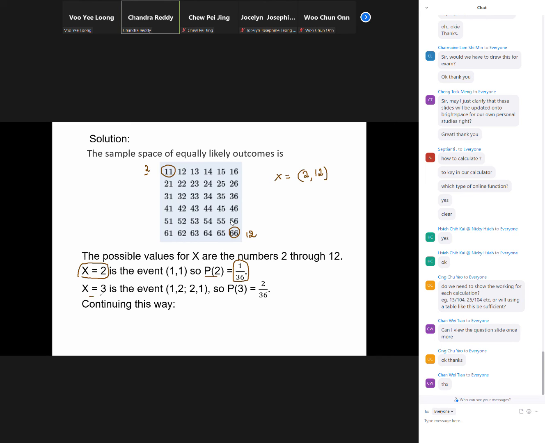Similarly, how many times will you get 3? You can get 1 and 2, and 2 and 1. So there are only 2 times you can get 3. So what is the probability of X being 3? You can write 2 over 36. Like this, we can calculate the probabilities for every number when you throw 2 dice, and you can see the values vary from 2 to 12.